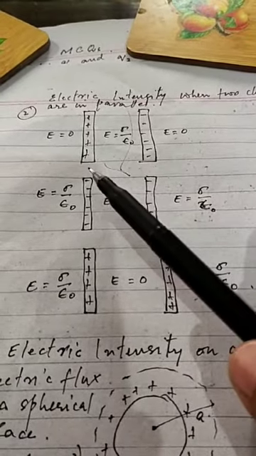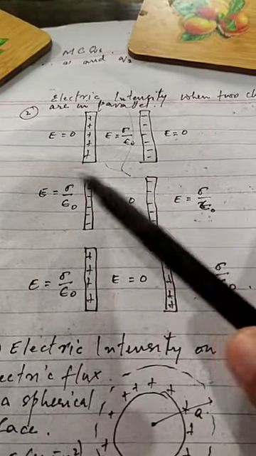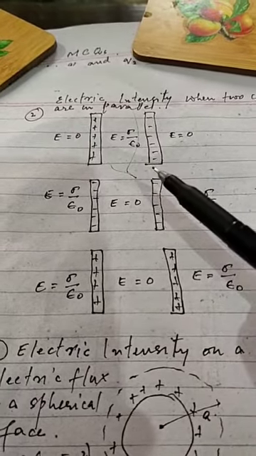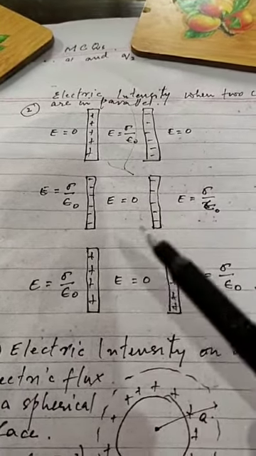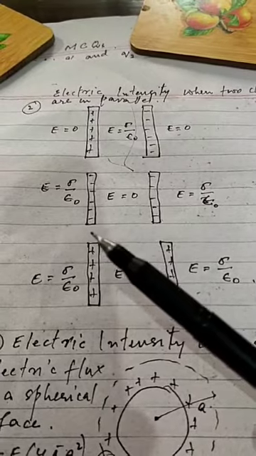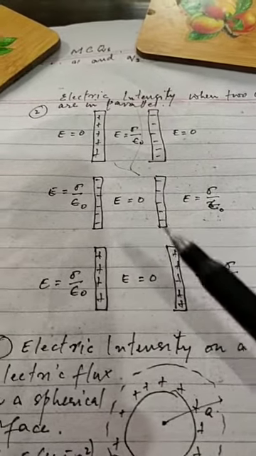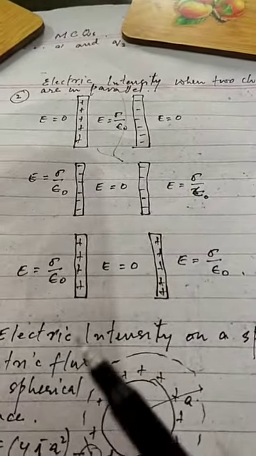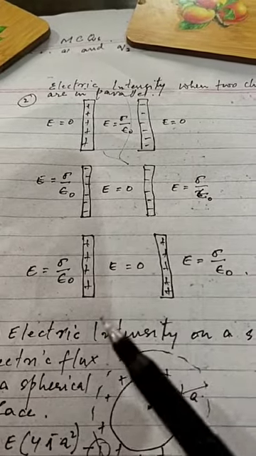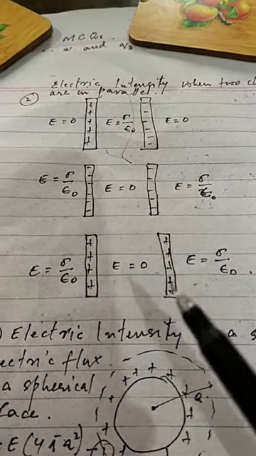In this situation, you have 3 options. Number 1, when two charge sheets, one positive and another negative, are placed in parallel. Second option is when two negative charge sheets are placed in parallel. And the third option is when two positive charge sheets are placed in parallel. You can see on this screen.